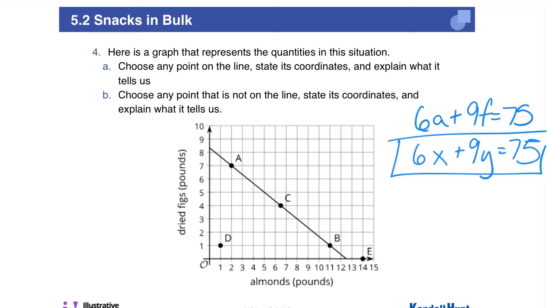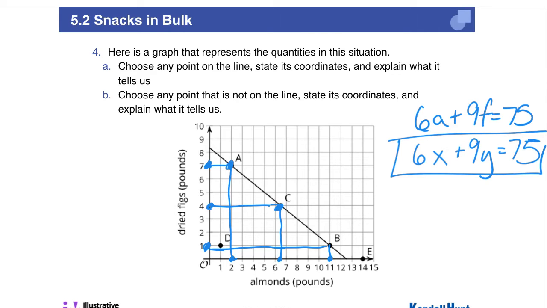When you're looking at these points on the line, you can look down at the axes to see what it's telling you. So point A is telling you that if you had 2 pounds of almonds and 7 pounds of figs, that it would add up to $75. C tells you that if you had 6.5 pounds of almonds and 4 pounds of figs, that would add up to $75. B is telling you if you had 11 pounds of almonds and 1 pound of figs, that it would add up to $75.